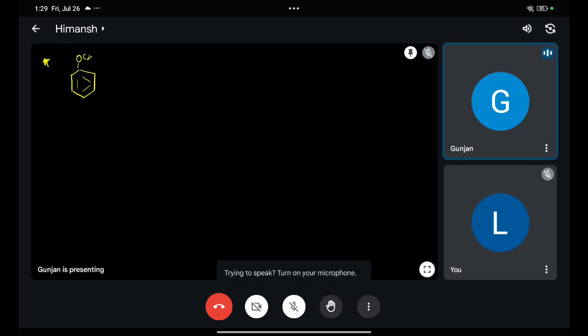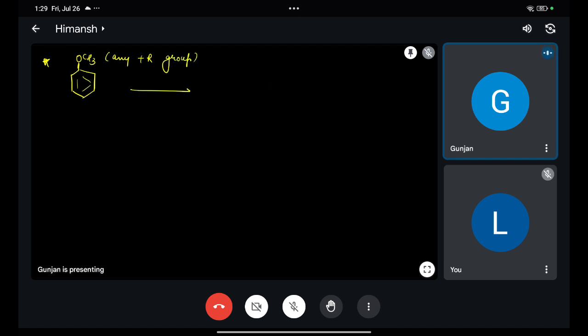Now moving on to OCH3. Now have a look. If a group is present, how will it affect? Any group that shows plus R. If we do the same thing, sodium in liquid ammonia, now what will happen? The diene which is created is along with the group like this.